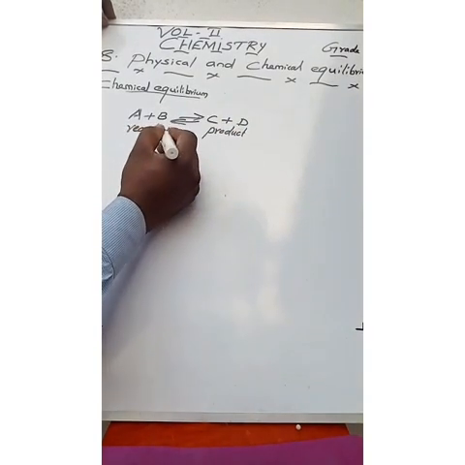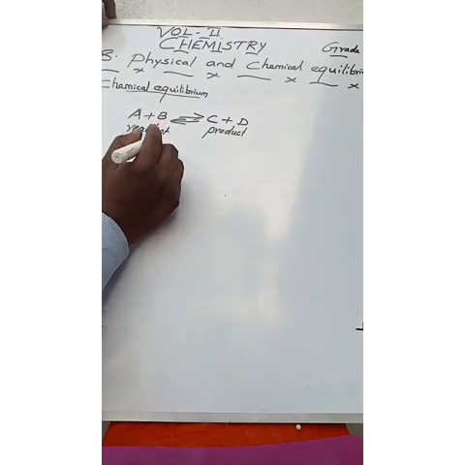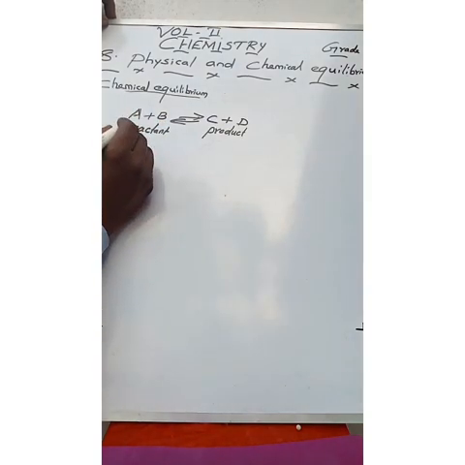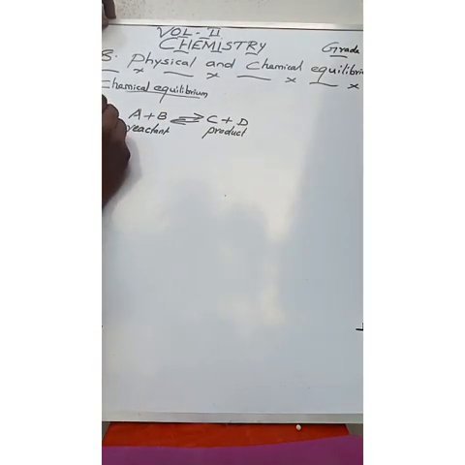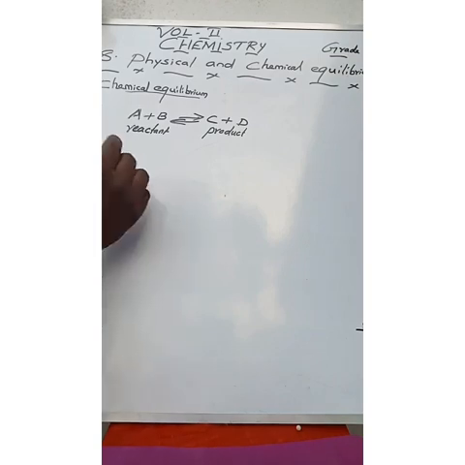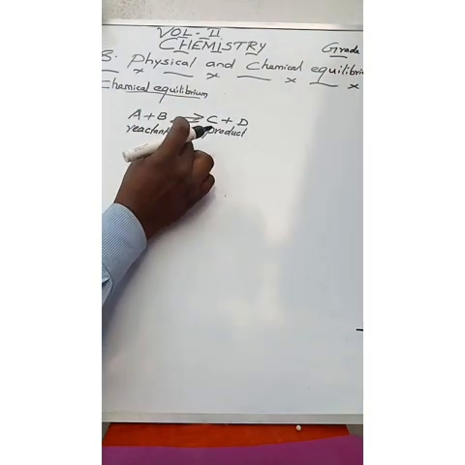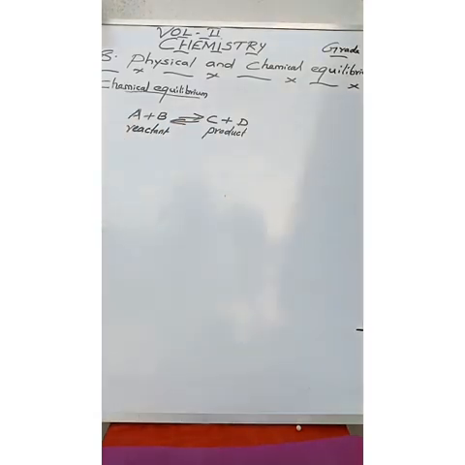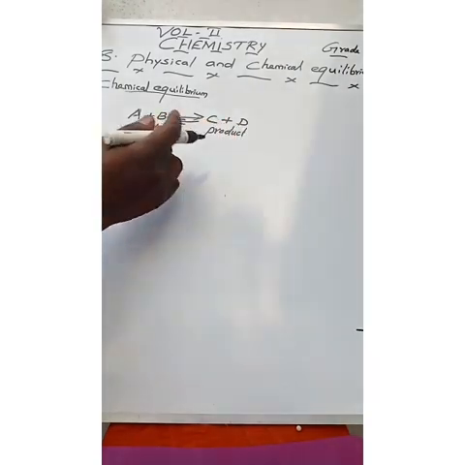As the rate of the reverse reaction increases, the rate of the forward reaction decreases. Don't forget that. As the rate of the reverse reaction increases, the rate of the forward reaction decreases. So we can say that the rates of both reactions, the forward reaction and the backward reaction, become equal.